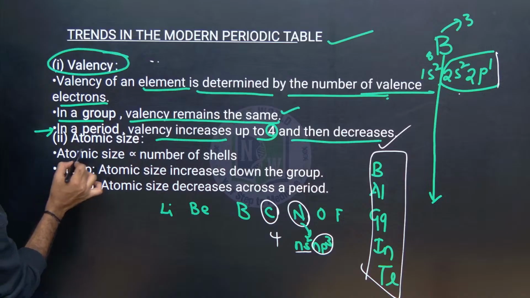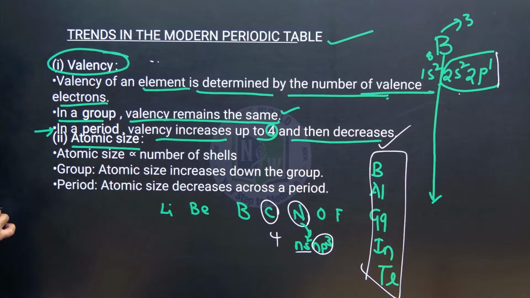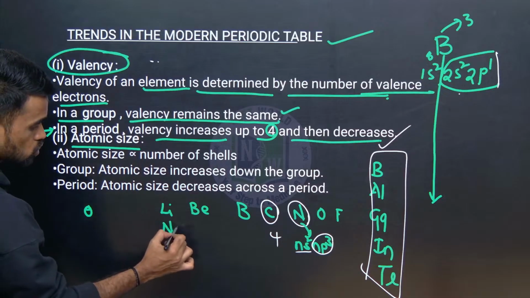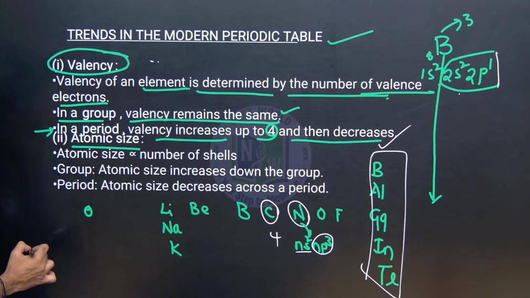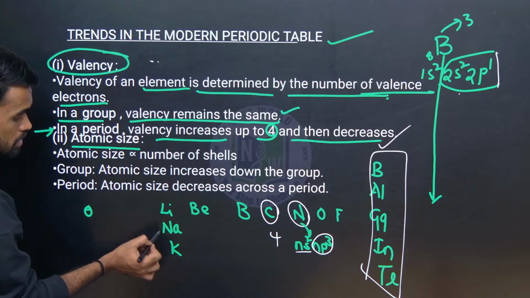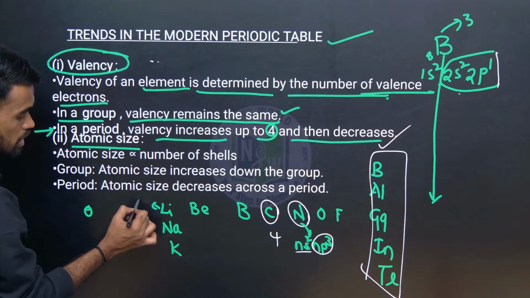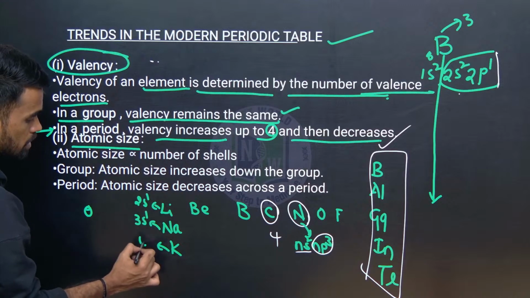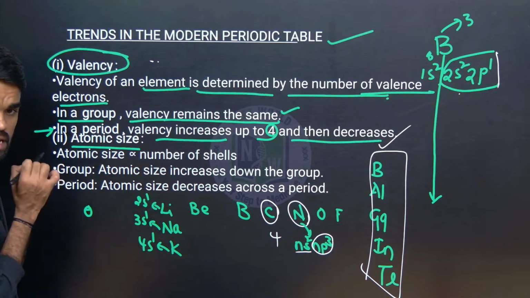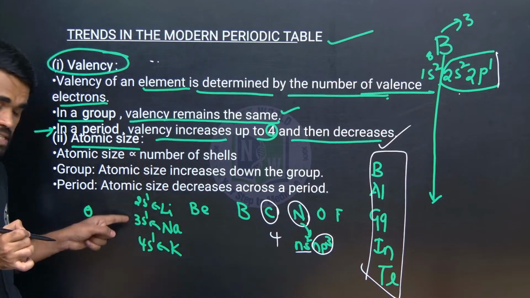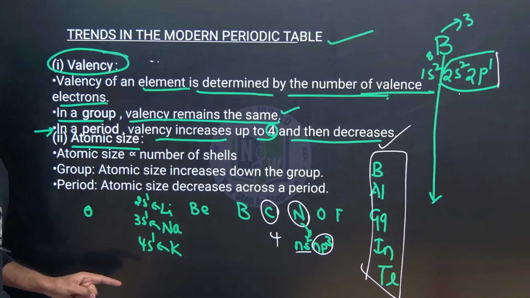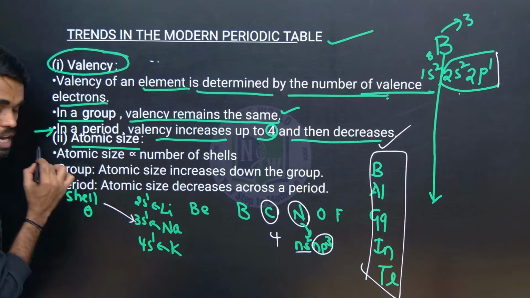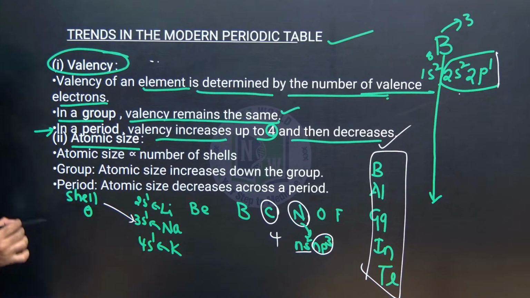Then next, what about atomic size? See, down the group, what happens? I am writing lithium, next sodium, next potassium. The valence electronic configuration for these is 2s1, 3s1, 4s1. The s1 remains the same, but the coefficients 2, 3, 4 are increasing. These numbers are called shell numbers, also called the principal quantum number.